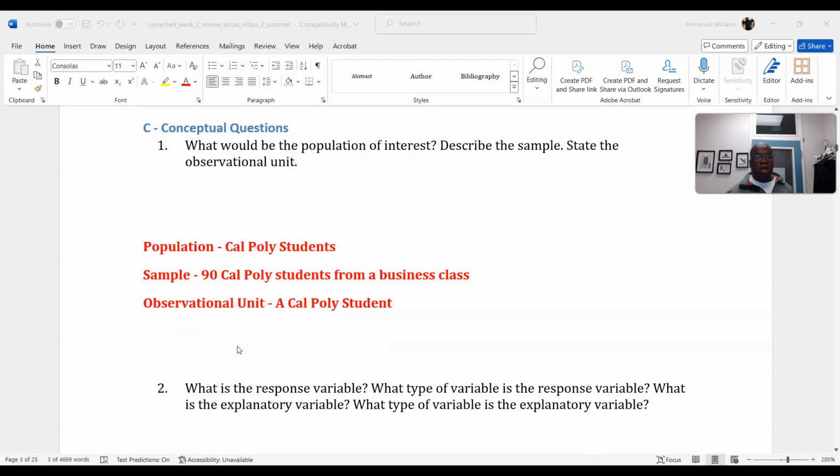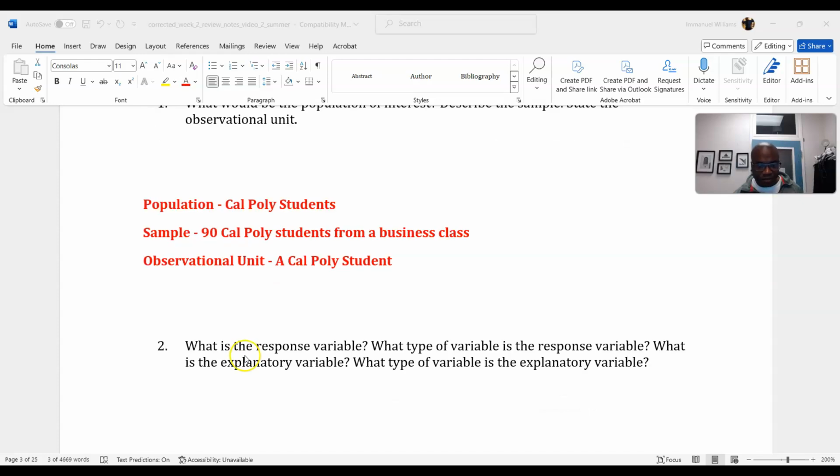Question 2. What's the response variable? What's the explanatory variable? The response variable is the variable that we're trying to understand, trying to predict, whereas the explanatory variable is being used to understand the response variable. So the response variable here is going to be the letters memorized, which is quantitative, and the explanatory variable is going to be whether they got the letters in order or not, which is categorical binary.